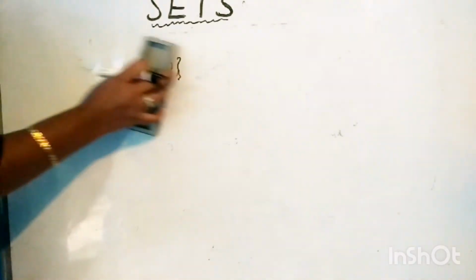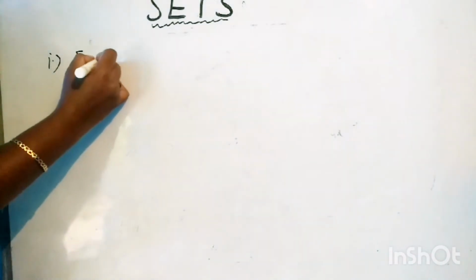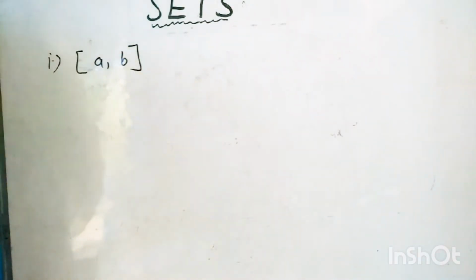Now, if you consider the set of real numbers, we have some interval notations. The first one is the closed interval a comma b.